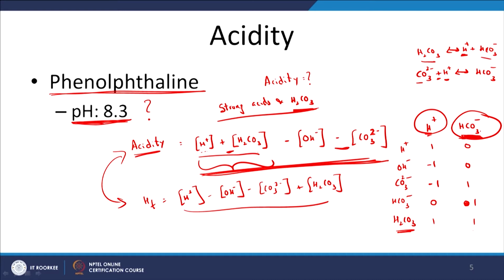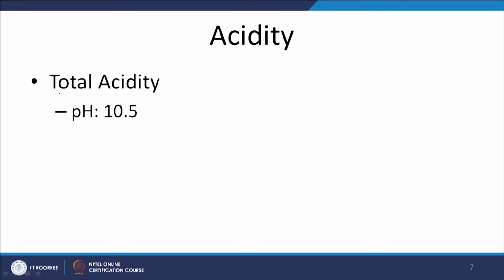So that's the key. Earlier we chose H2CO3 as the component, and then the relevant equations are going to be different. HCO3 minus here is our component or the reference, and that's why your H total equation is going to be different, right? So next step, here we are going to measure total acidity, right? And the pH is 10.5, so obviously we need to understand why we are going to look at 10.5. That's obviously the key here. So we are going to go back to that.